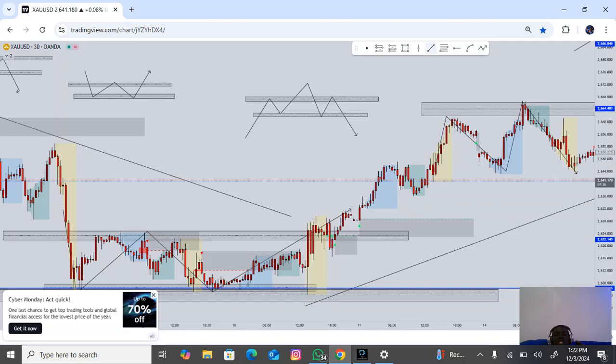The opposite of this is called the inverse head and shoulder pattern.